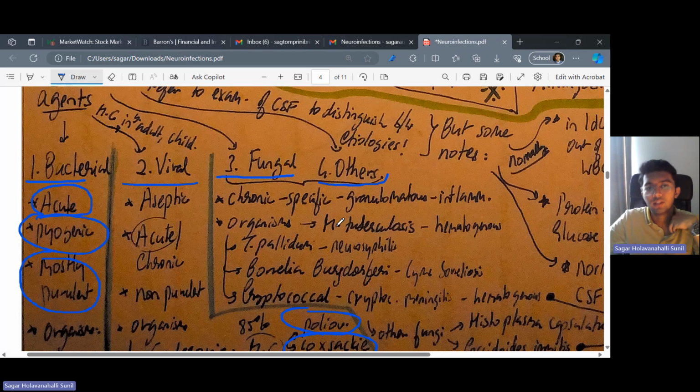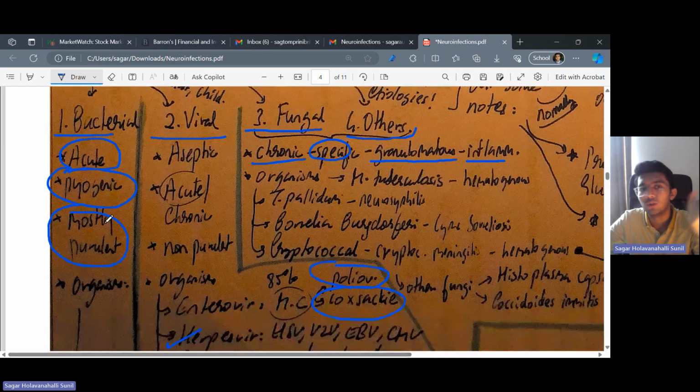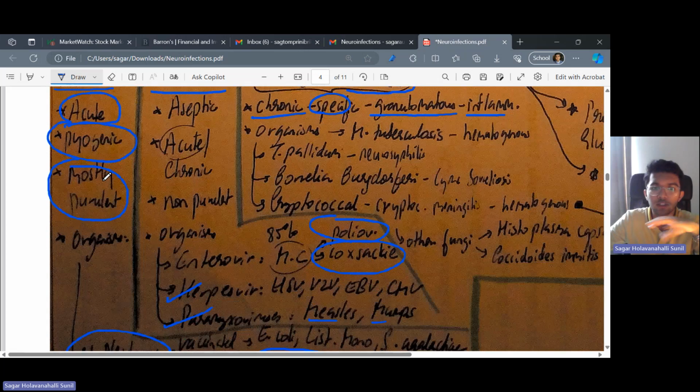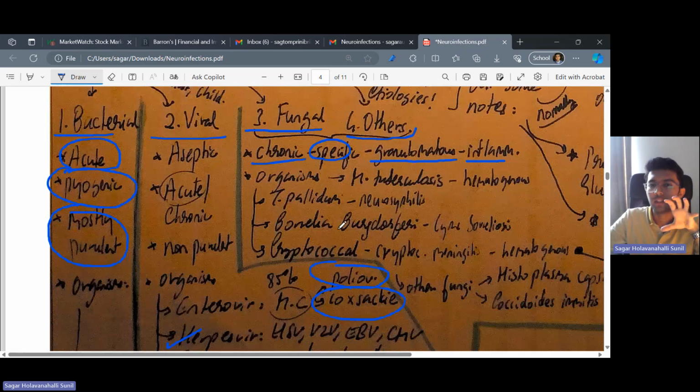Then comes fungal. Now this is unique, and that's why I have kept it separate. First of all, it's chronic. Then there are granulomas that are being formed, okay? And there is obviously inflammation. So chronic, it's specific because you can distinguish which organisms are there. For example, in viral, you have to go to the whole PCR testing, etc., to get it done. Bacterial, you have to send it to culture. But for fungal and others, it's usually quite specific. You can make out whether it's neurosyphilis, whether it's cryptococcal meningitis, Lyme borreliosis, and any other infections.